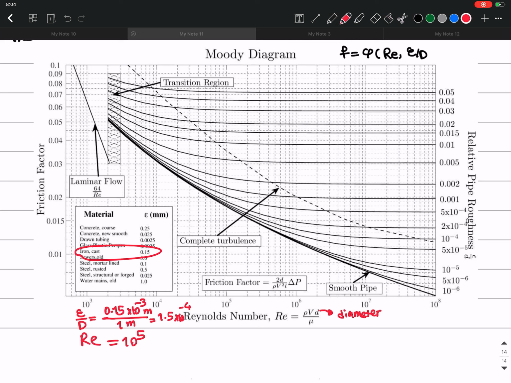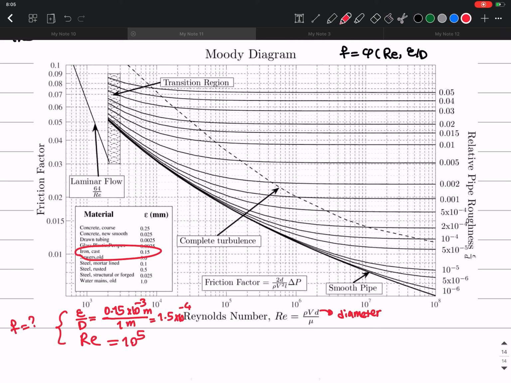Say it was 100,000, okay? And then you want to know, based on this, what is going to be the friction factor. You want to calculate the major losses that occur in this pipe. So the first thing you need to do is go to the relative roughness. So what is the relative roughness? It's going to be 1.5 times 10 to the minus 4.